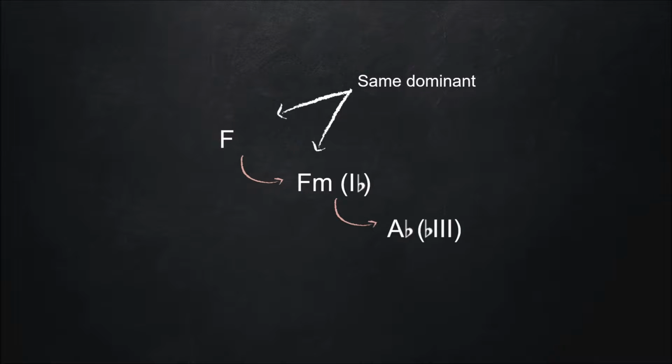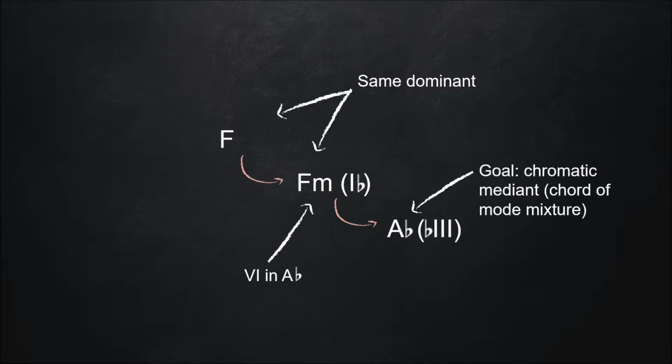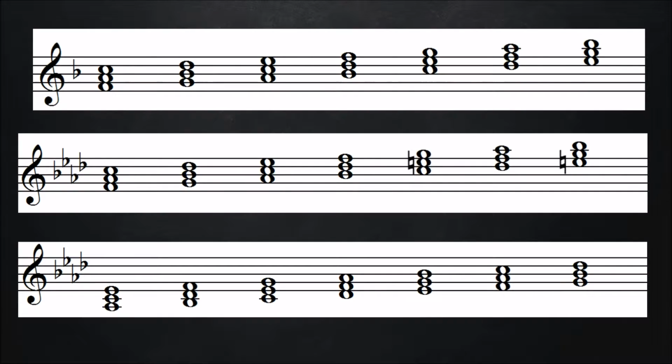Note the path taken here. The first modulation to F minor is quite simple, as the two keys share the same dominant. The temporary tonic of F minor is then reinterpreted as the submediant of A flat major, the ultimate goal. Note that the key of A flat major was achieved through mode mixture and is itself a chord of mode mixture in the original key of F major. Here's another way of illustrating the path.